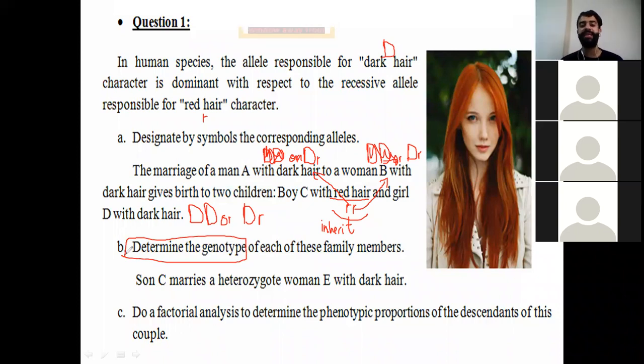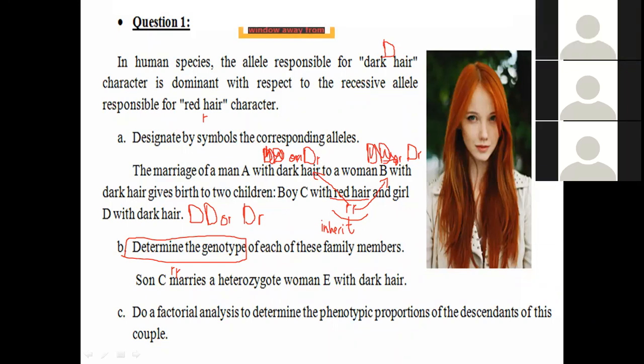Now, Son C. Son C marries. Son C has genotype R small, R small. We calculated it here. He marries a heterozygote woman E with dark hair. Who can tell me what is the genotype of the heterozygote woman E with dark hair? What is the genotype? Heterozygote, meaning that it's hybrid.